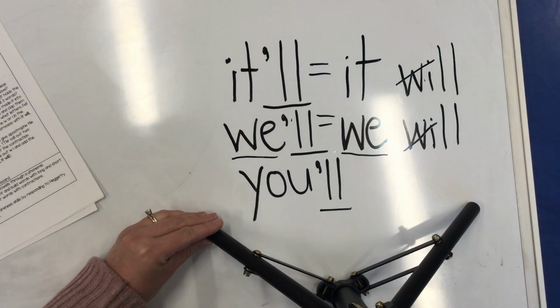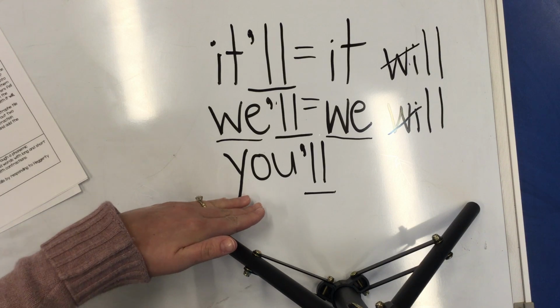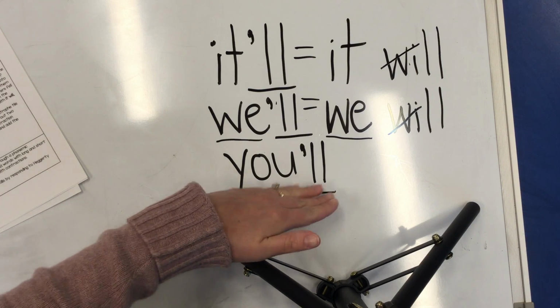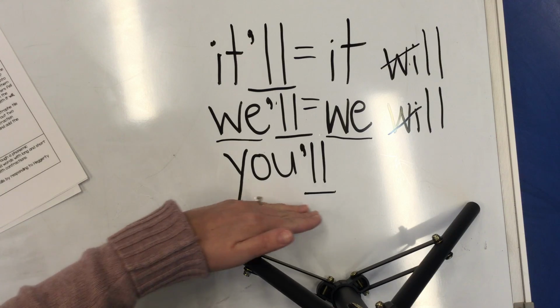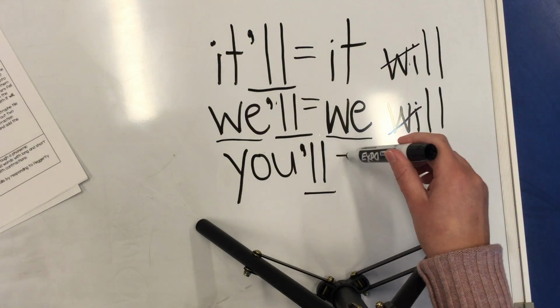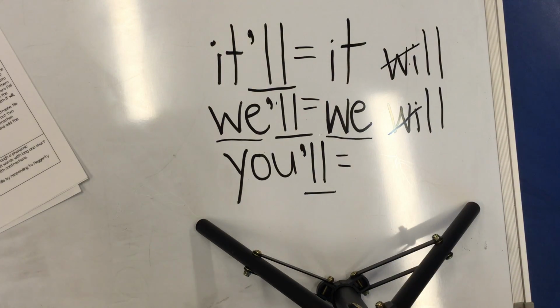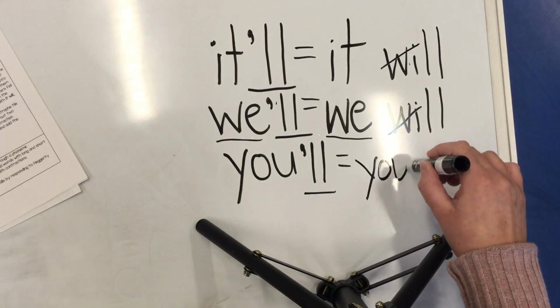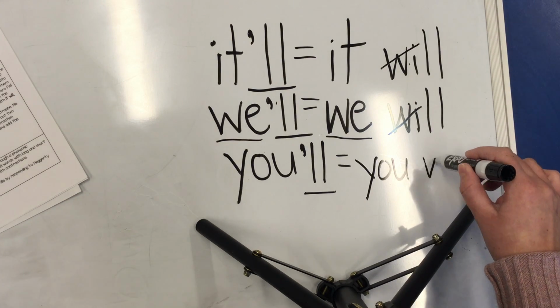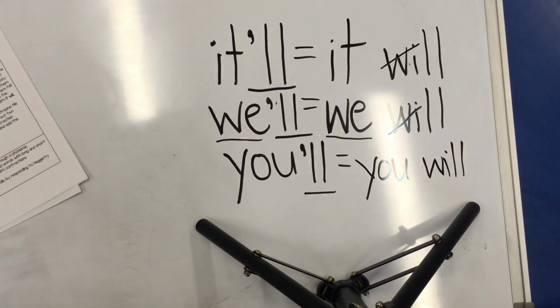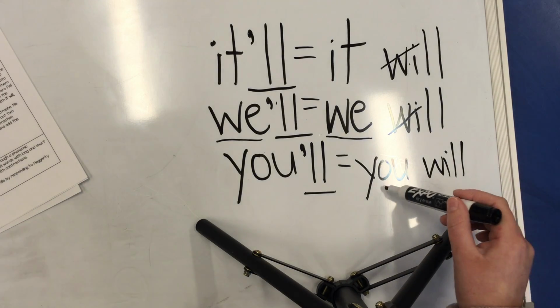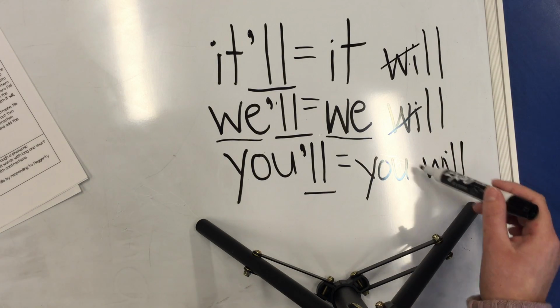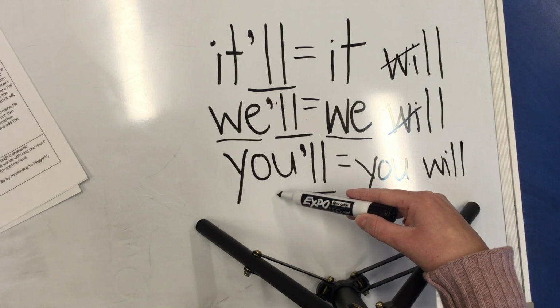Okay, now you try to think. This is the word you'll. You'll. So what do you think two words make up that contraction? It will be you and will. So you will, the short way is you'll.